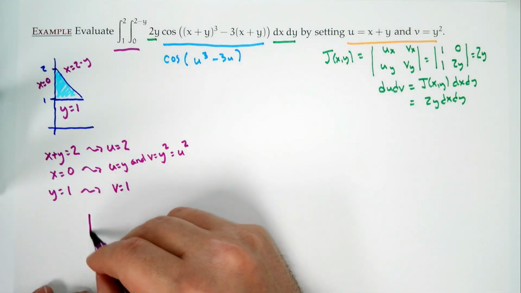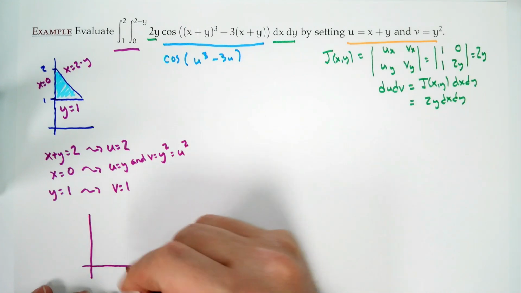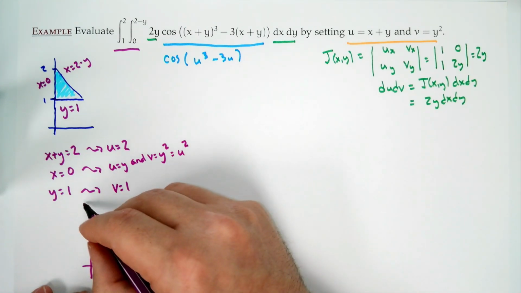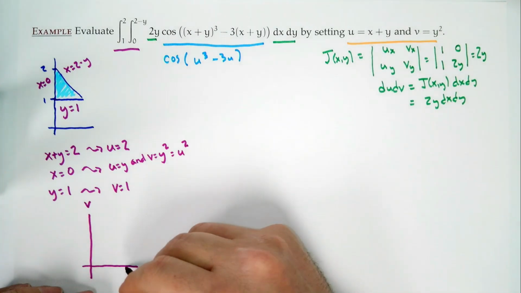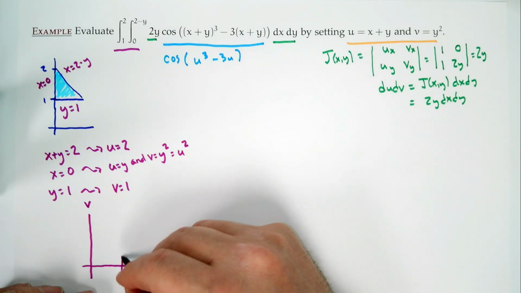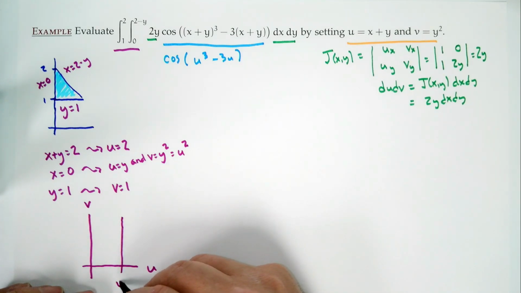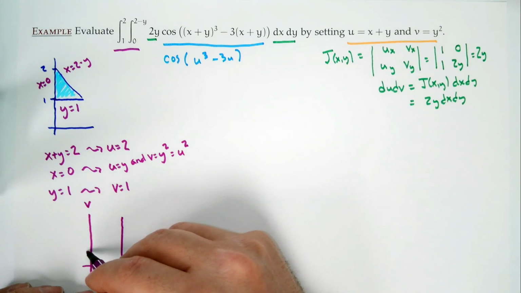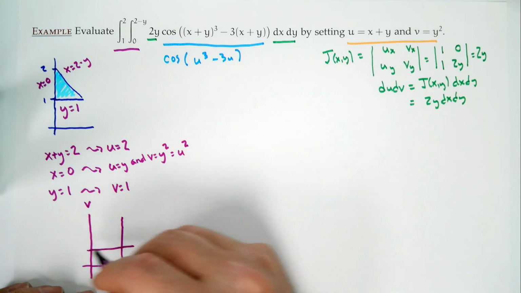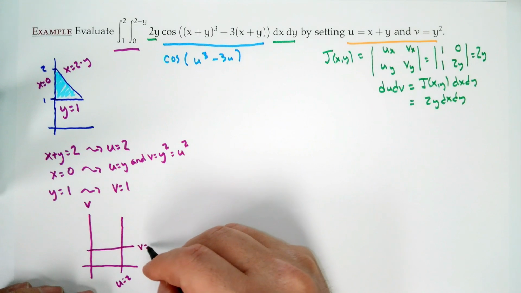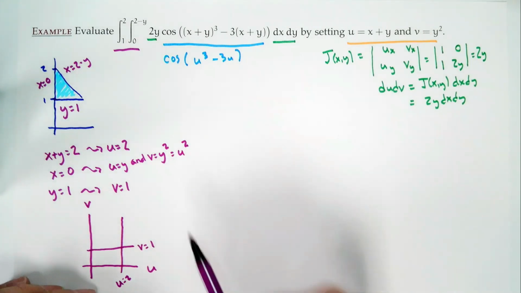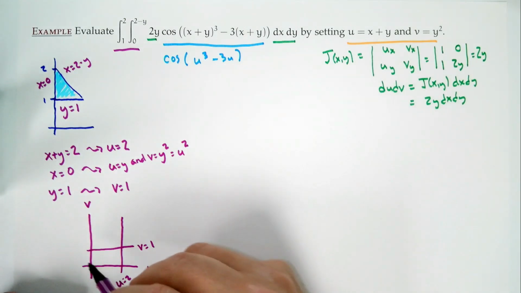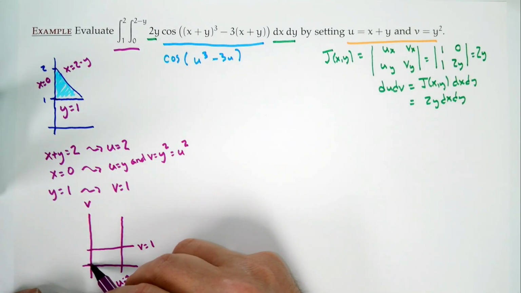So we draw our axes here. We're going to be in the U and V. What do we have? Well, we're told U equals 2. So we'll put a sketch here. U equals 2. And we're told V equals 1. Put a sketch here. That's V equals 1. And we're told V equals U squared. So it's a lot like the Y equals X squared. It's a parabola. So I'm starting and I'm coming up.